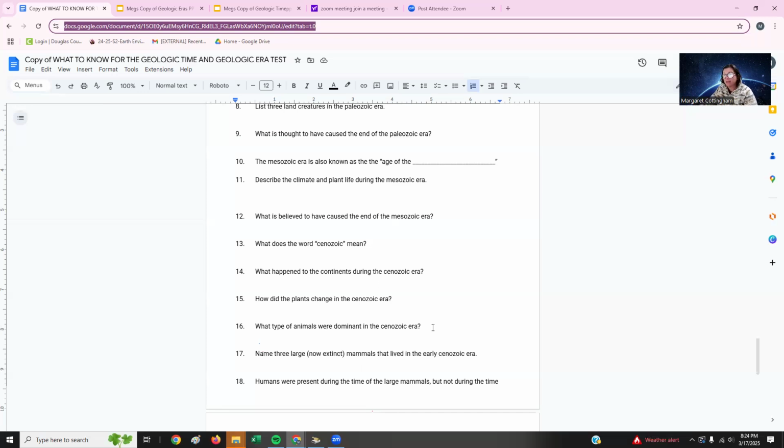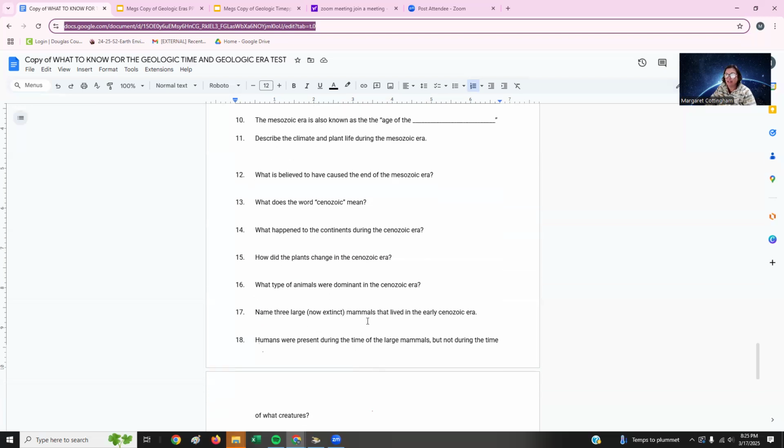What type of animals were dominant in the Cenozoic? Well, it depends on Ice Age or modern. Ice Age, you had your mammoth, your saber cats, all kinds of things. Later on, you had more things like fox and bear and moose and things like that. The humans were present during most of the beginning of the Cenozoic era till now.